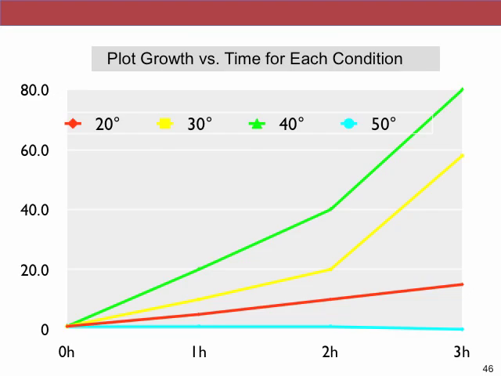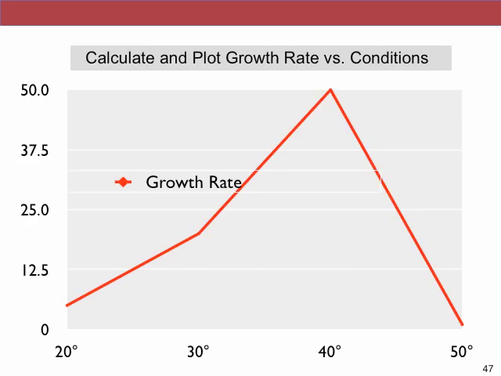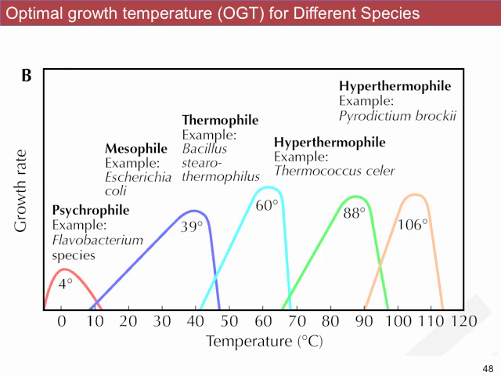People have also done this for hundreds to thousands of different taxa. You monitor the growth rate over time. You plot the growth versus time. You calculate a growth rate. And now you can do this for many different organisms. And people have come up with a diversity of names to describe the different growth temperatures that organisms prefer.